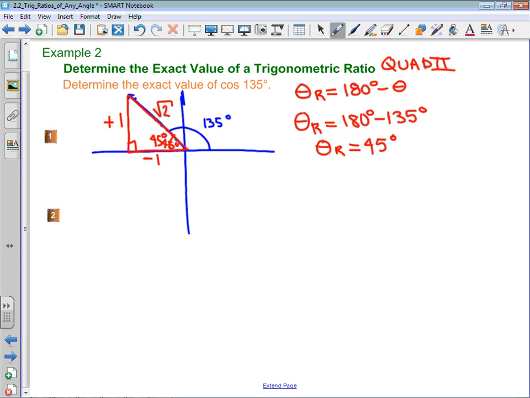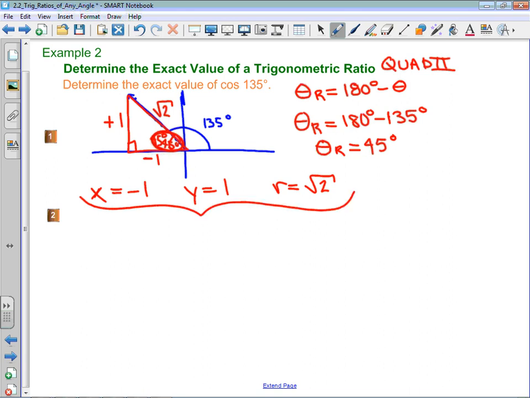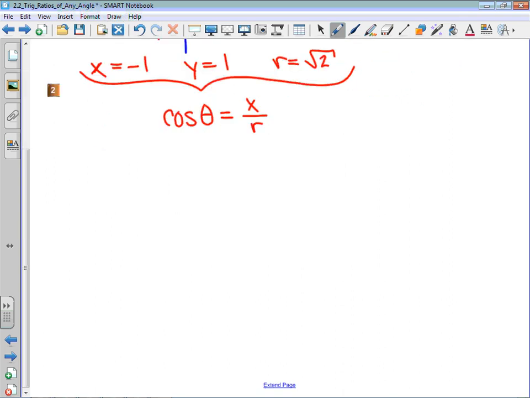And I'm going to put in the information that gave us. Knowing my special triangle fits nicely into place with that 45-degree reference angle allows me to say that when the angle is 135, x is negative 1, y is positive 1, and r is the square root of 2. And the reason why that's so beneficial is that the cos of any angle is equal to x over r. Now we're going to get real specific for this question because we know the angle we're talking about and we know x and r.